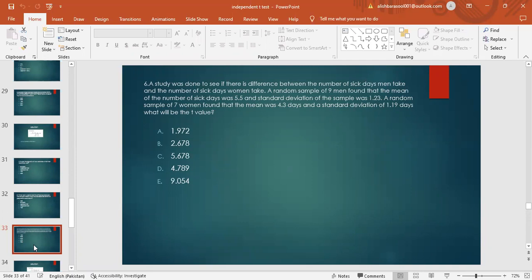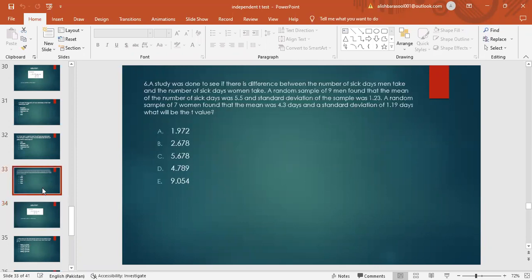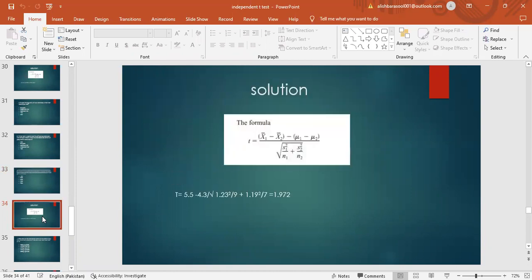So again, we will have to calculate the t value, and the formula is given. Substituting the values from the above example in the formula, we get 1.972. So the correct answer will be A, 1.972.